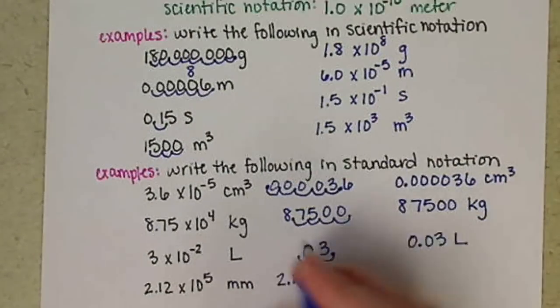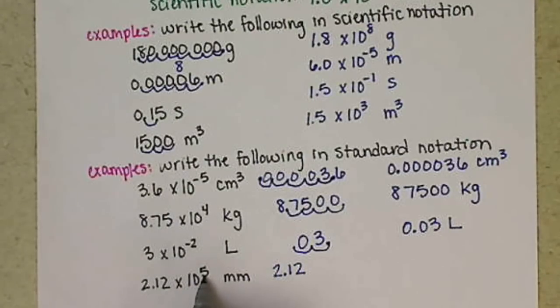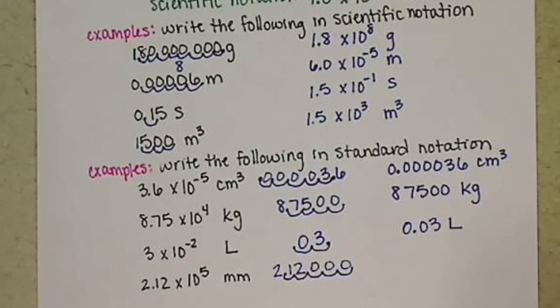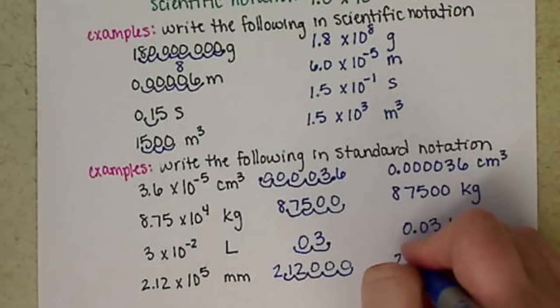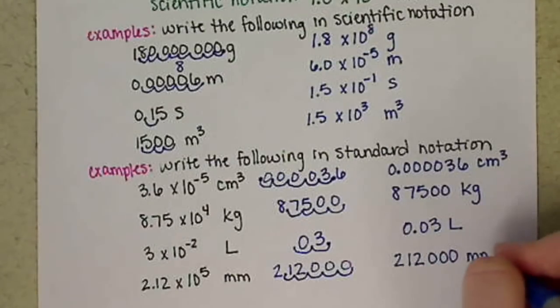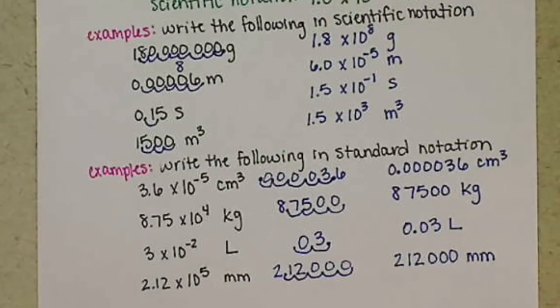For our last example, we want to move our decimal 5 times. It's a positive 5, so we want to make our number bigger. So we want to move our decimal to the right. So we go 1, 2, 3, 4, 5. We end up adding 3 zeros. So we have 212,000, and our units go on the end. So we have 212,000 millimeters.